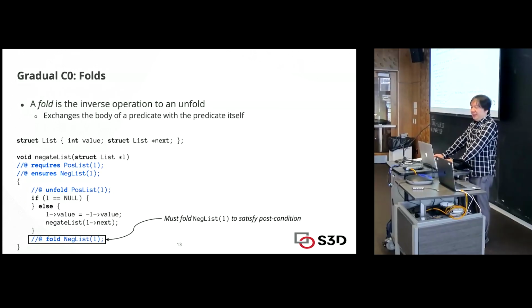And a fold is the inverse operation to an unfold. So it looks to see if the permissions inside the body of, say, neg list are currently held, and all the assertions inside neg list are true. And if that's so, then it exchanges the permissions with neg list. In this case, you have to fold neg list in order to ensure the postcondition.